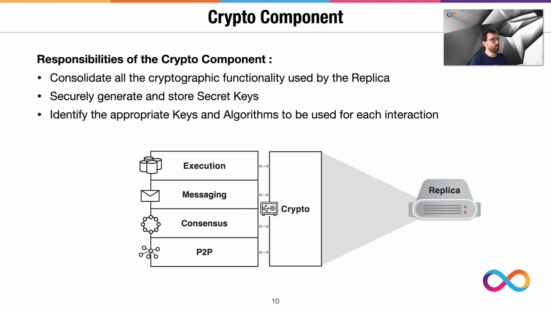The other layers of the Internet Computer protocol can interact with the crypto component to ask for help: okay, now please compute a signature, or now please verify these other signatures. So they can ask the crypto component to perform any cryptographic operation that is supported. The crypto component is also the place where the keys are generated and stored securely, and where the decision is made about which algorithms we are going to use and which keys are considered valid at the moment for any interaction on the Internet Computer.